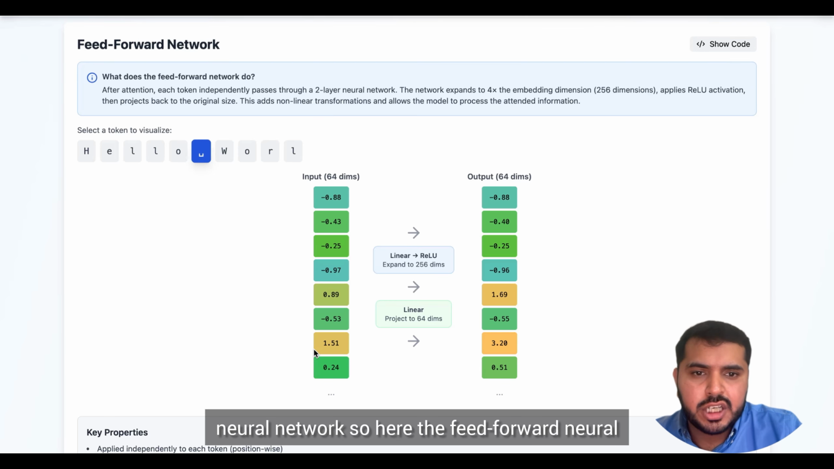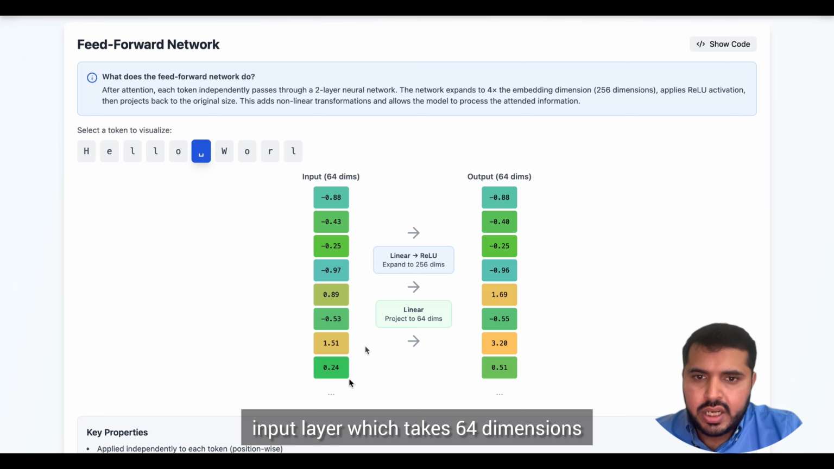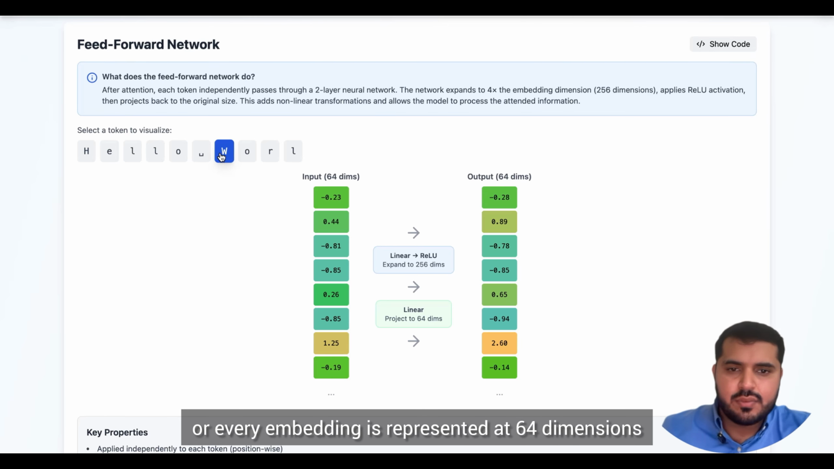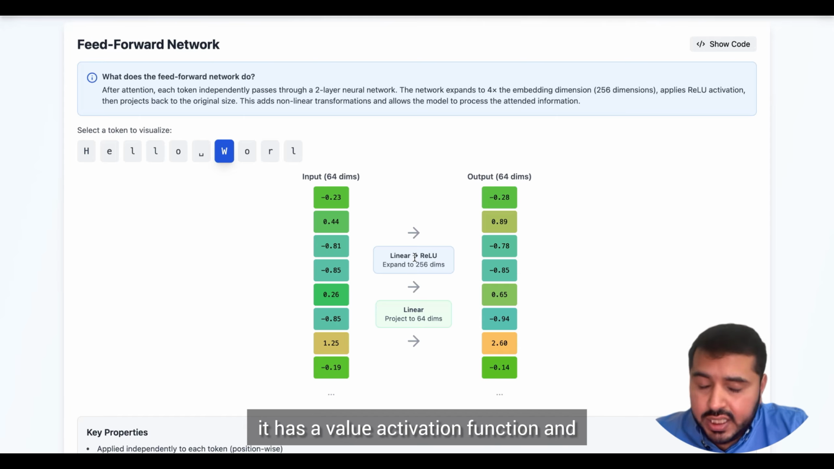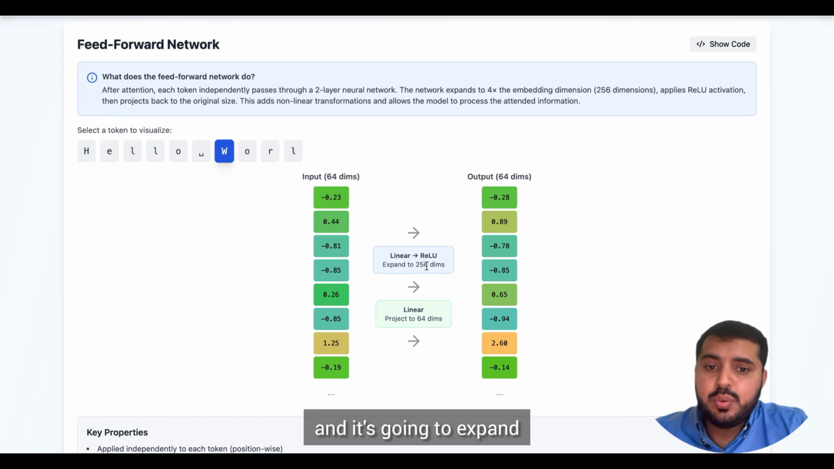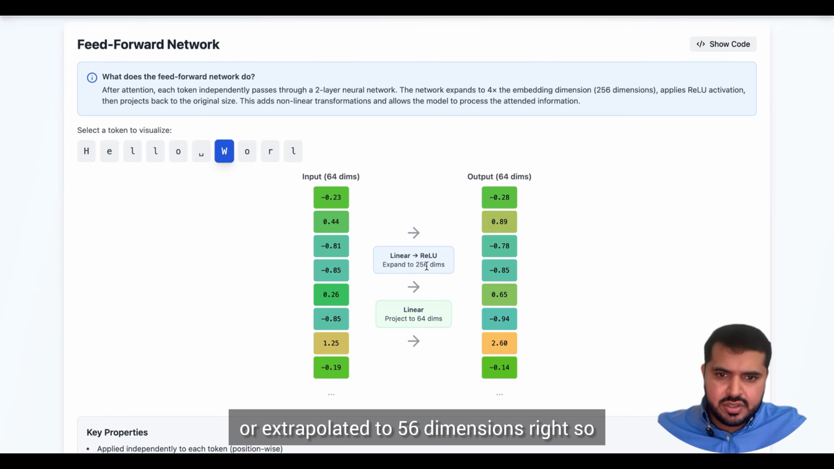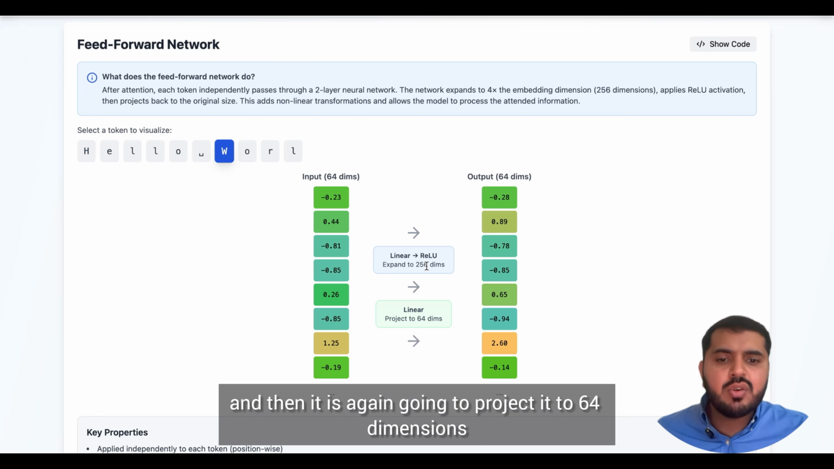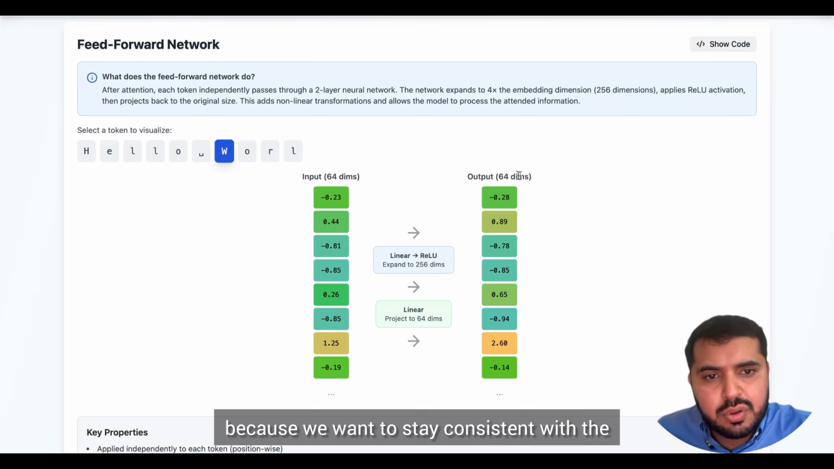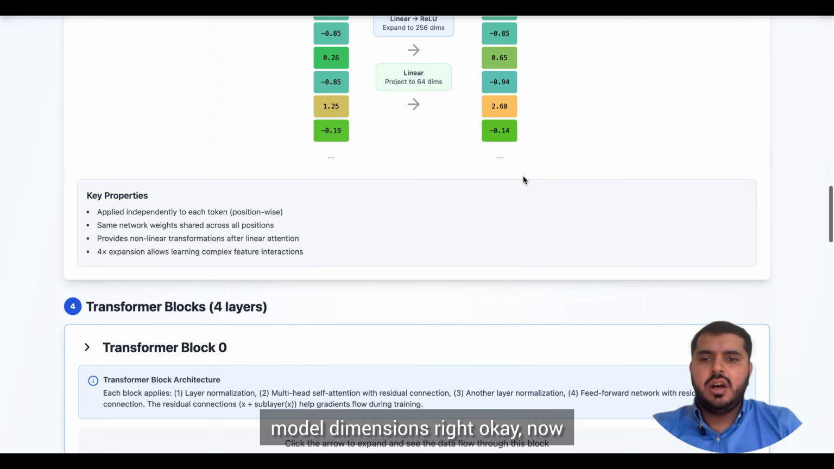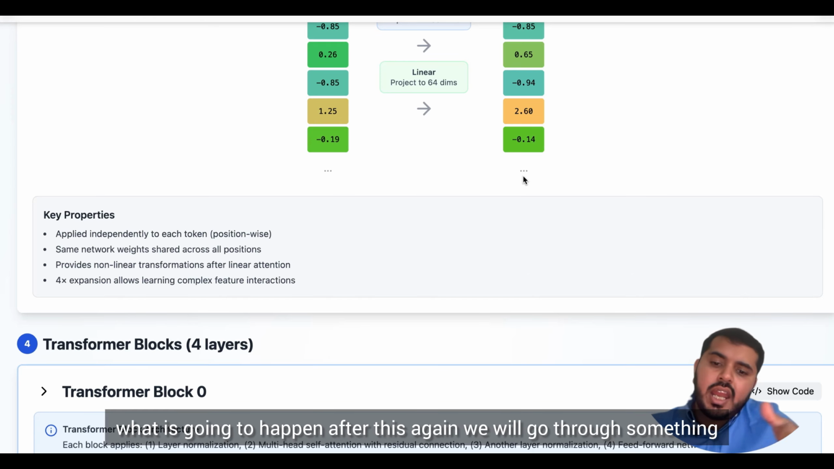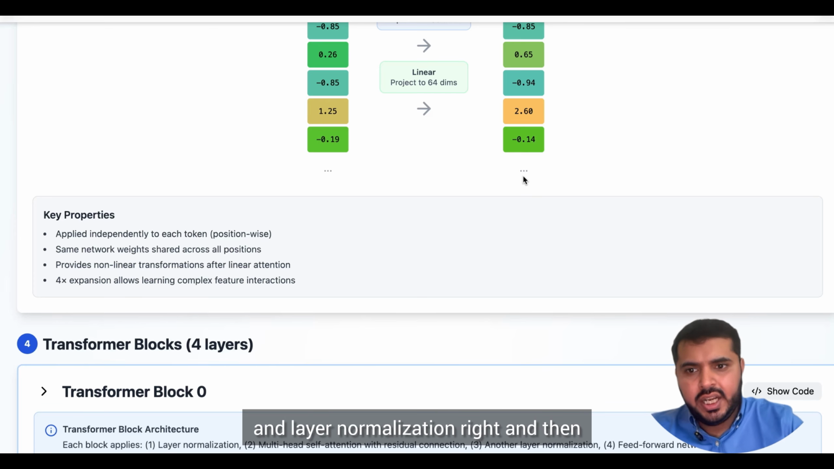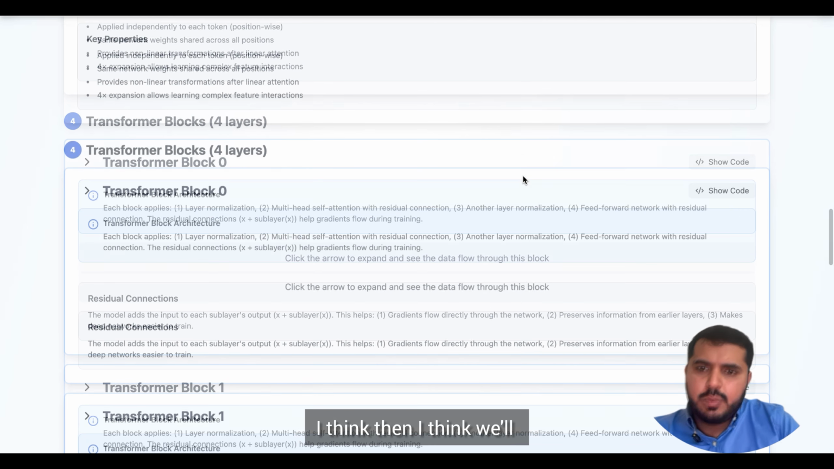Here the feed forward neural network has two layers, right? The input layer takes 64 dimensions, because every token or embedding is represented as 64 dimensions. It has a linear activation function and a ReLU activation function, and it expands into 256 dimensions, so the next hidden layer is in 256 dimensions. Then it projects back to 64 dimensions, because we want to stay consistent with the model dimensions. After this, again we will add the residual and do layer normalization, and then I think we are completely done.